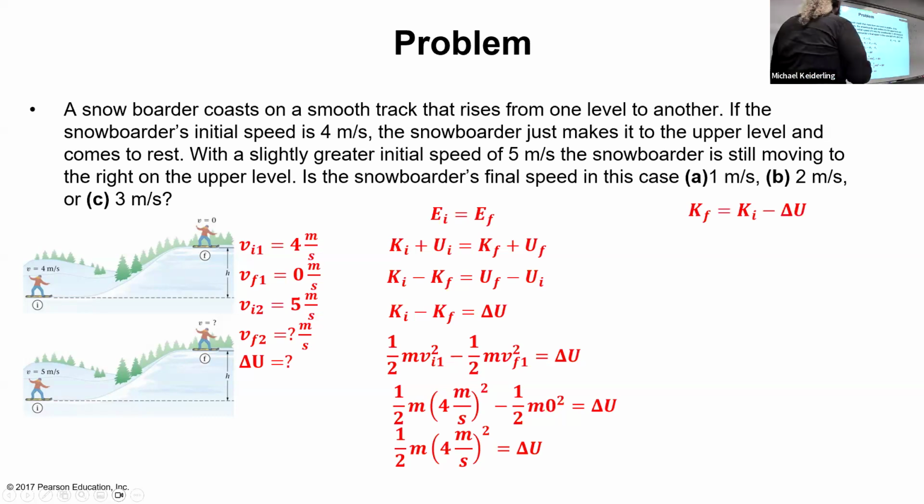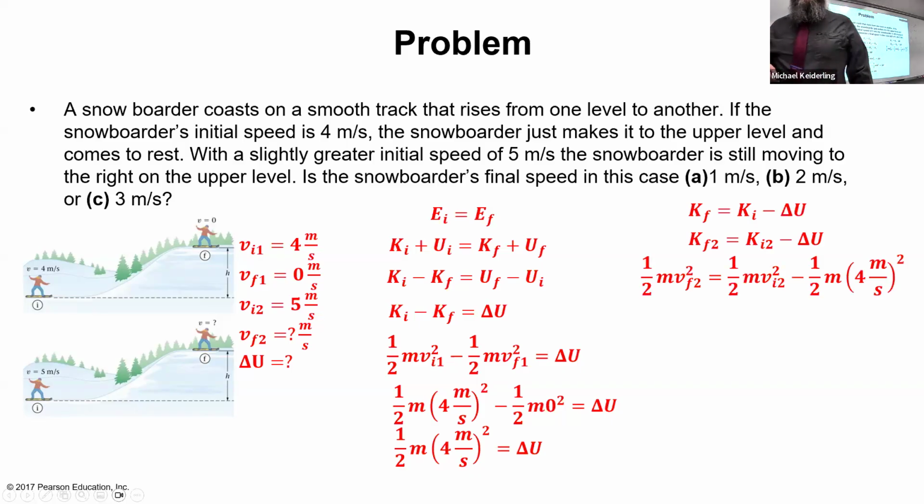So if we think about this for the second case, K final equals K initial minus delta U. So K final 2 equals K initial 2 minus delta U. So 1/2 m V final 2 squared equals 1/2 m V initial 2 squared minus 1/2 m times 4 meters per second squared.